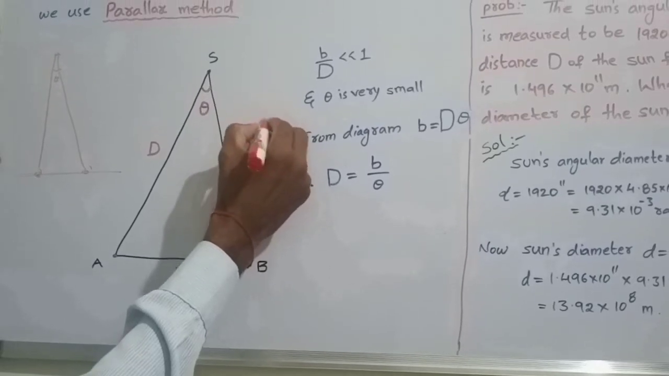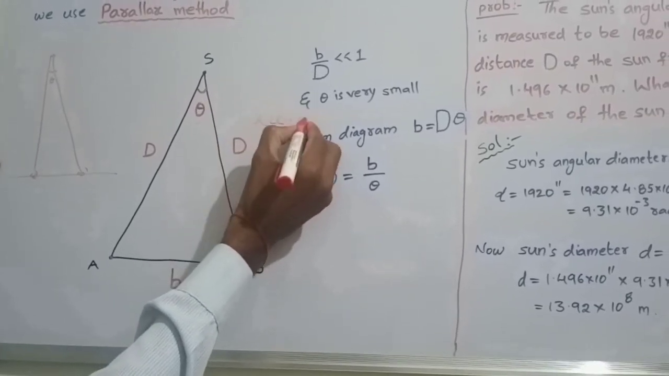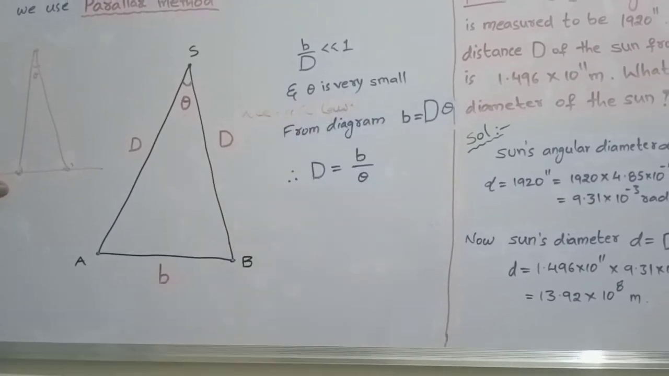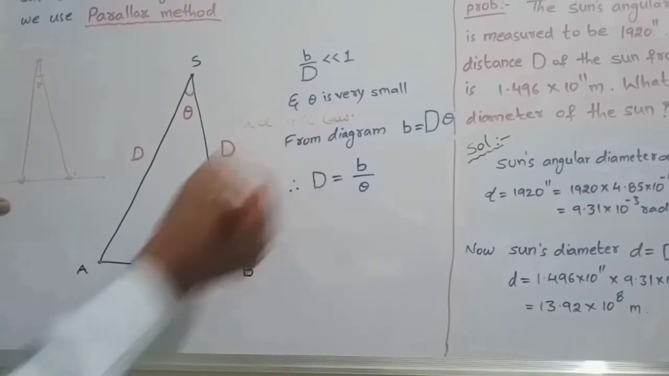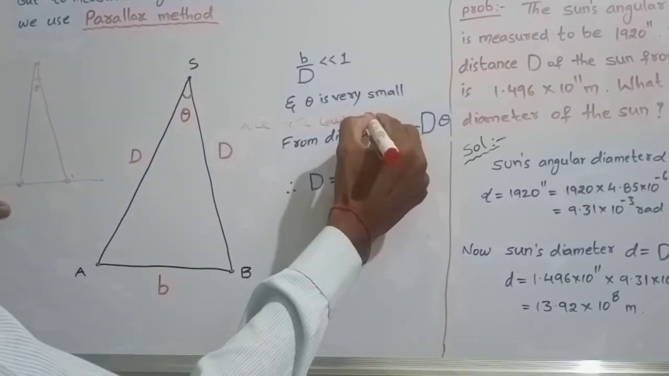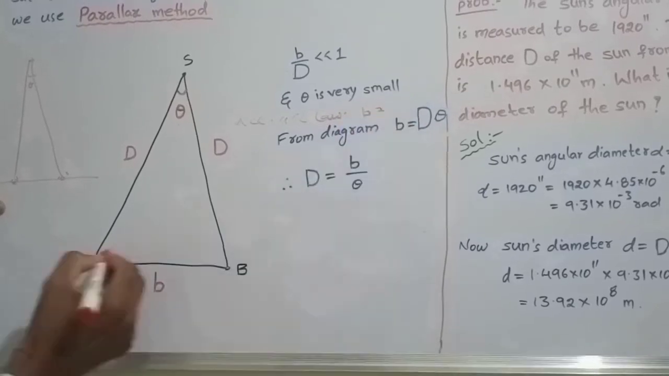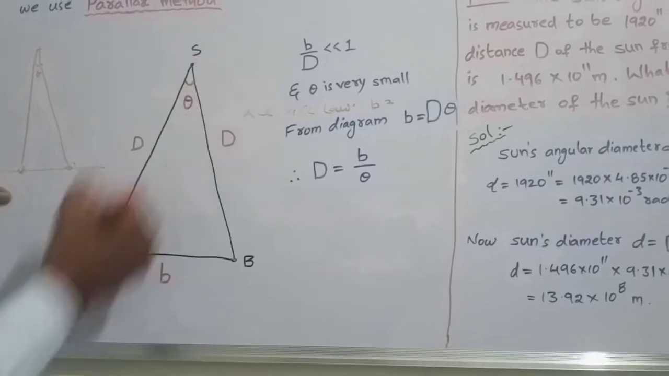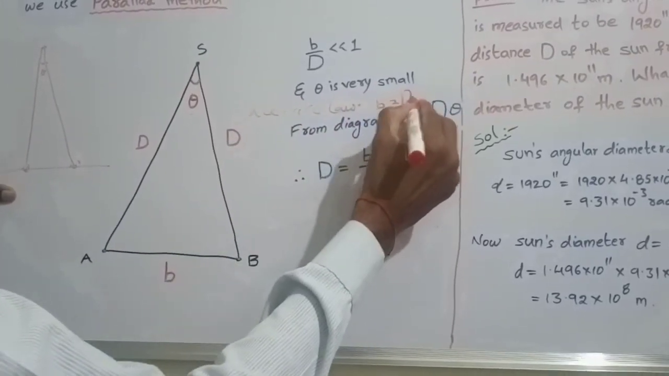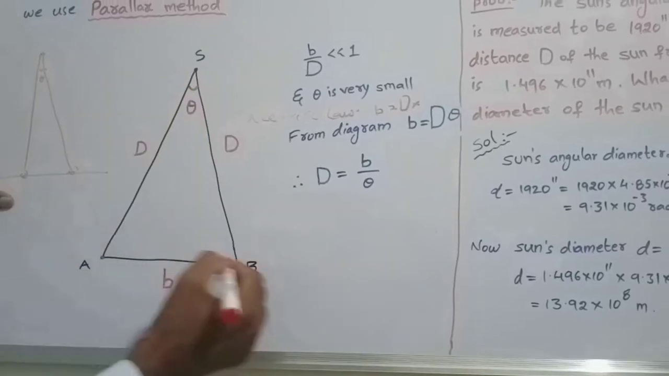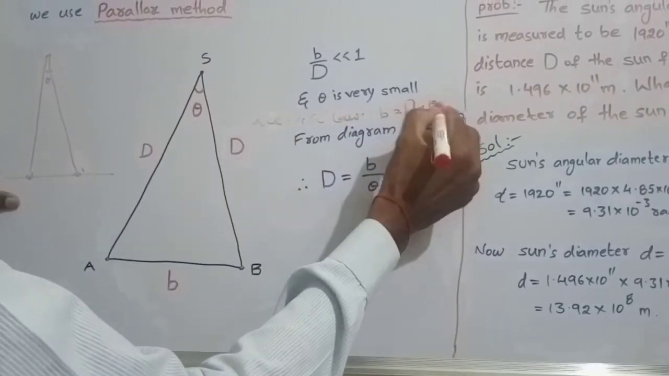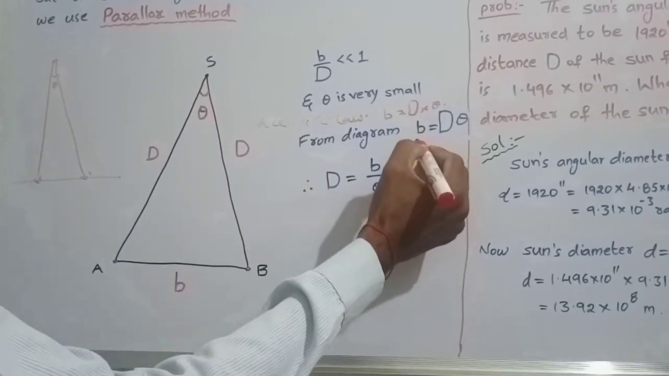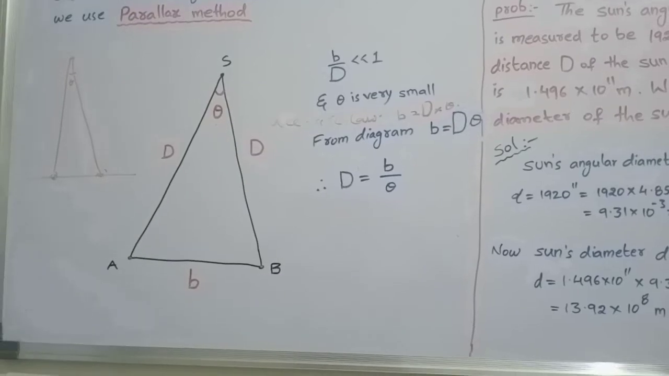According to the arc law, what is the length of the arc? The length of the arc is equal to the radius of the arc into the angle made by the arc at the center. By using the arc law, we write that small b is equal to capital D into theta.